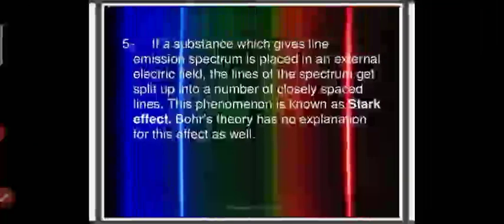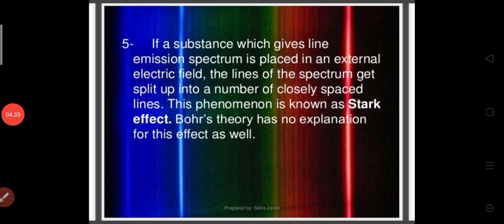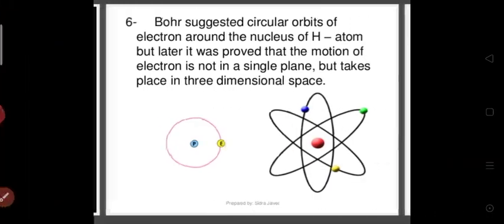Fifth, if a substance which gives a line emission spectrum is placed in an external electric field, then the lines of the spectrum get split into a number of closely spaced lines, and this phenomenon is known as the Stark effect. Bohr's theory has no explanation for this effect as well. Means with the help of Bohr's theory we cannot explain the Zeeman effect as well as the Stark effect.